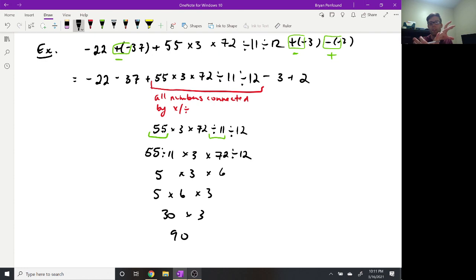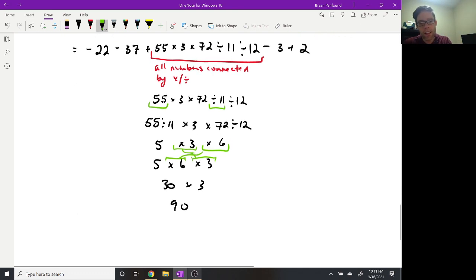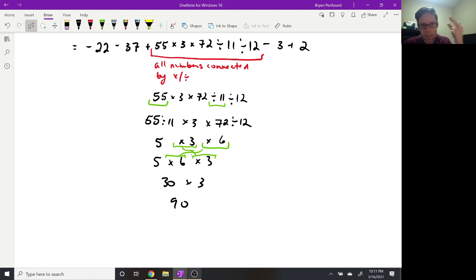So again, I'm just using the commutativity to move the 3 and the 6. I'm essentially moving all of this over to here, and I'm moving all of this over to here. So I'm taking the number as well as its associated operation. And that just makes the multiplication a little bit easier from my mental standpoint.